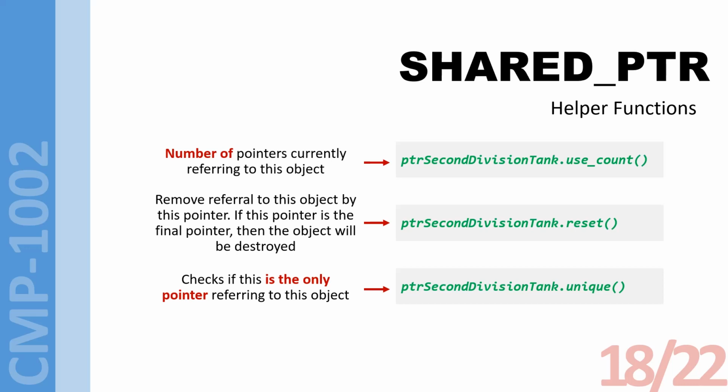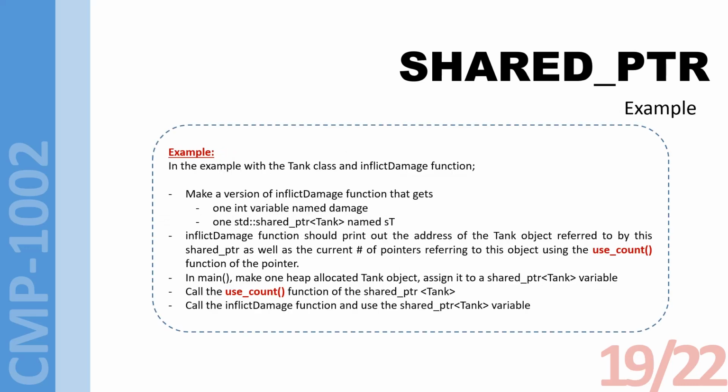We can call the reset function manually by saying, okay, I don't want this pointer to refer to this object anymore. And if it is the final pointer referring to the object, then the object will be destroyed. Normally, unless you specifically want to, you don't do that, but there is the capability. And the third function returns a boolean value. It checks if this is the only pointer referring to this object. If it is, it says true, otherwise false. So you can write things like, if this is unique, then reset it, if you need it.